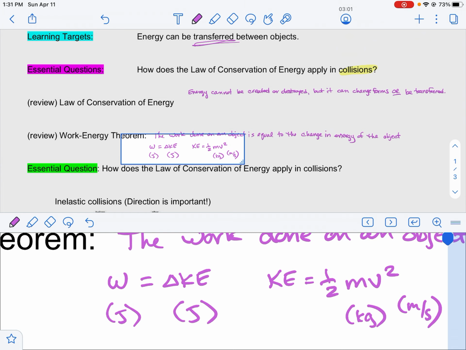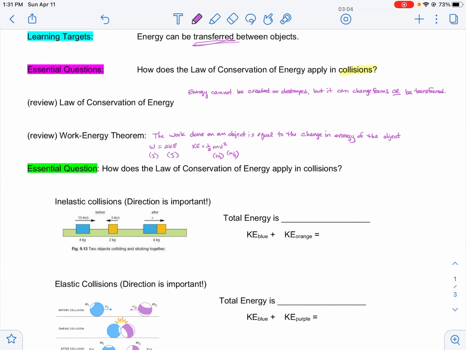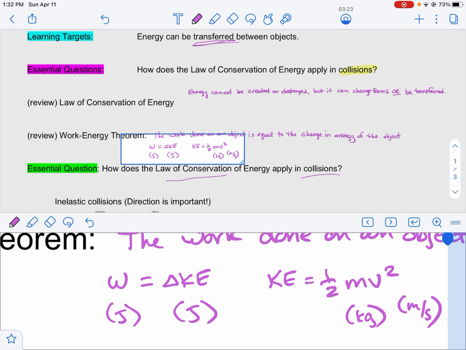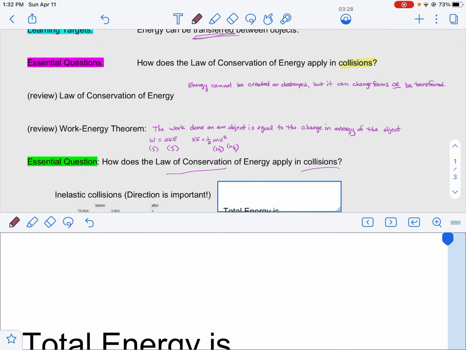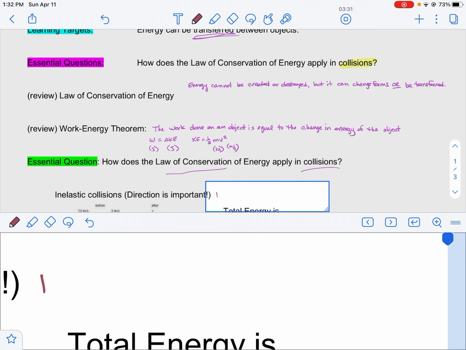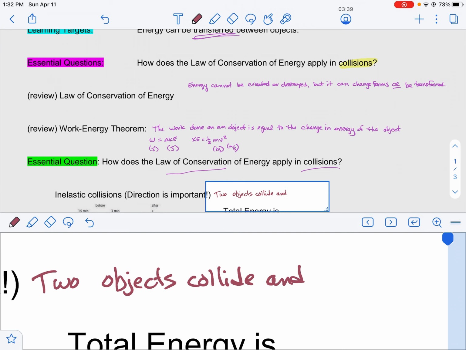So, let's take a look specifically then at an application of this. So remember our essential question, how does the law of conservation of energy apply in collisions? We're going to look at two different types of collisions today, and then we're going to focus on the second one. So an inelastic collision happens when two objects collide and stick together.